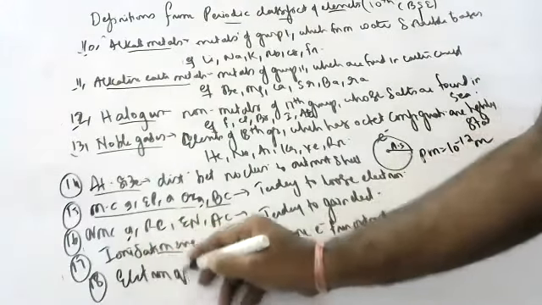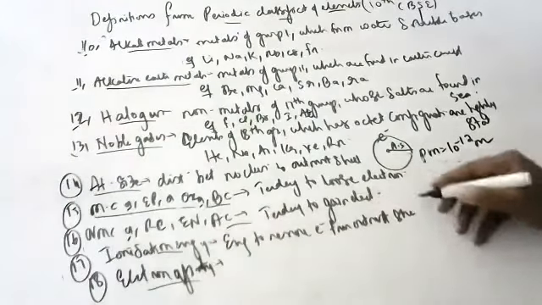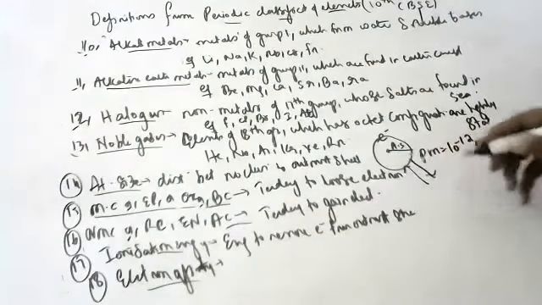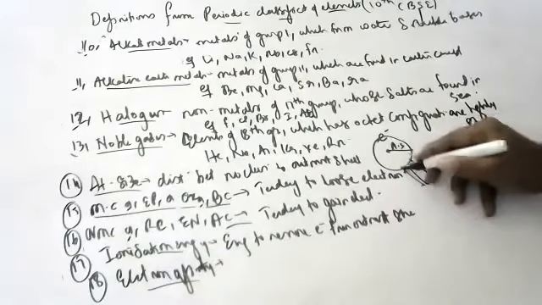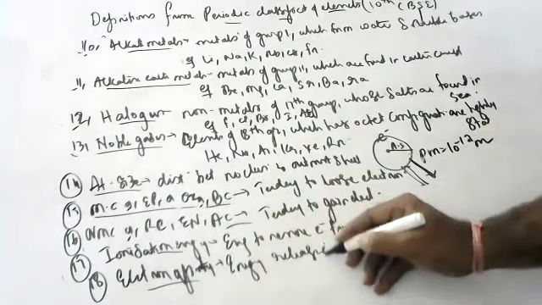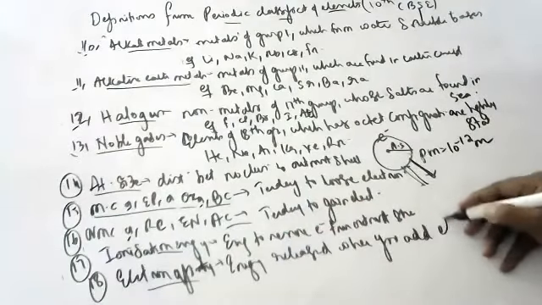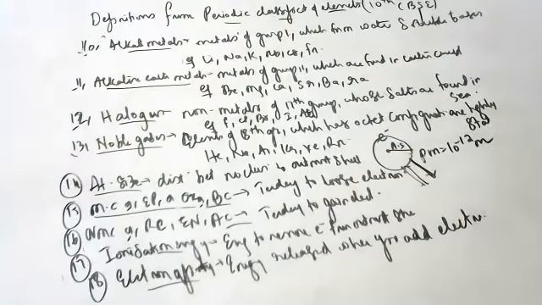Electron affinity is the amount of energy released when an electron is added. See, children, in ionization energy, if you give energy, it will give an electron. Here, if you give an electron, it will give energy. So, electron affinity means energy released when you add an electron.